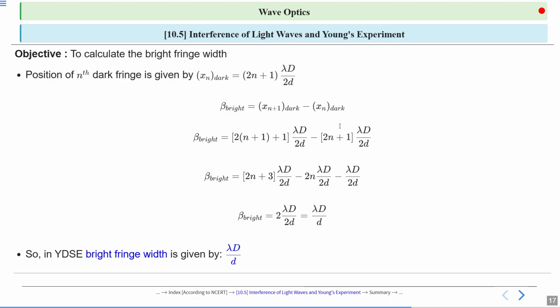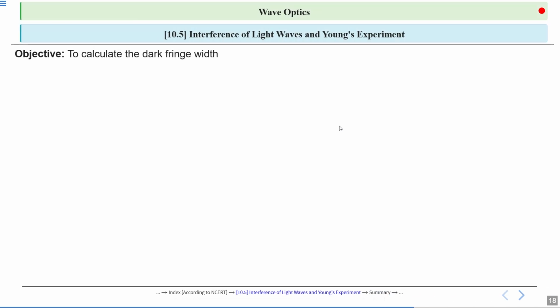Okay, so let's take a recap. So in YDSE, bright fringe width is given by lambda capital D upon d. This formula helps us understand how the interference pattern is formed and how the spacing between the fringes is determined. Now to calculate the dark fringe width.